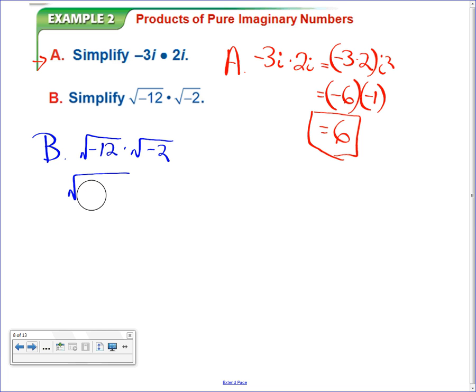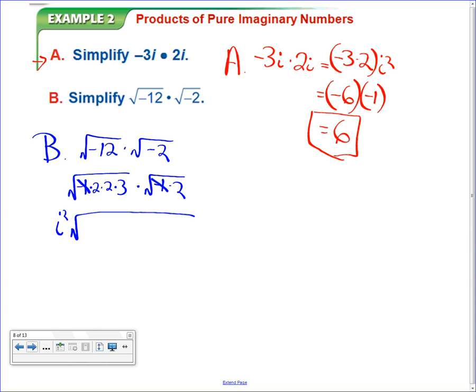The square root of negative 12 is negative 1, and 12 is 2 times 6, which is 2 times 3. We're going to multiply that times the square root of negative 2, which is negative 1 times 2. Now when we're multiplying, and these are square roots, we can just combine everything. Let's take these out before I combine everything. That's i, so what I've got outside is i squared, which is negative 1.